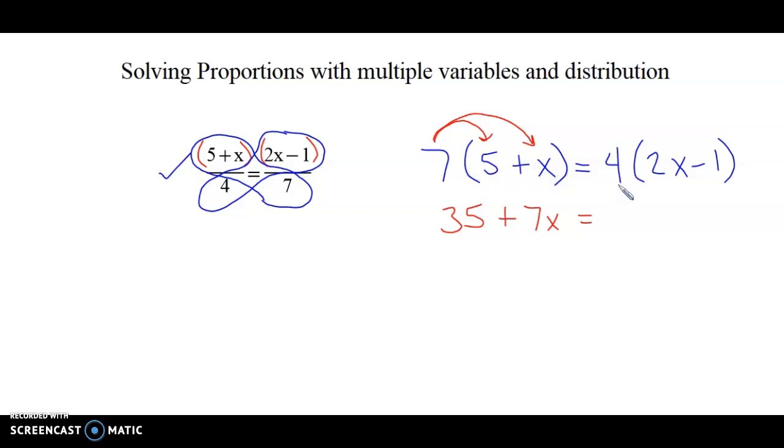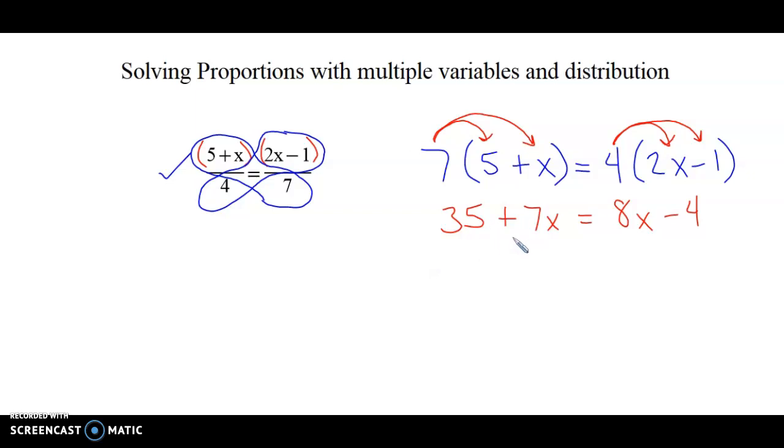So now we go to the other side and do the same. The 4 multiplies inside the parentheses times the 2x. 4 times 2x gives us 8x. Then we have 4 times a minus 1, or a negative 1, which gives us minus 4. Now we no longer have parentheses. So the next thing we want to do is find out, do we have any like terms on the same side that we can combine?